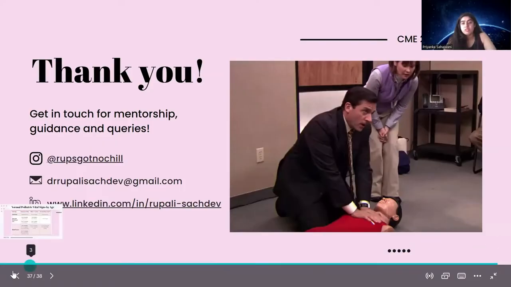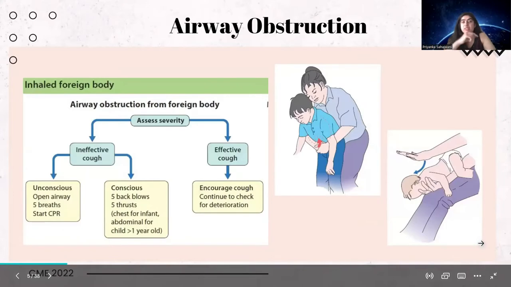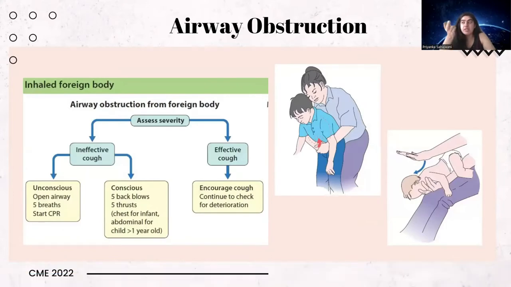Most important in children, obviously, is your foreign body aspiration, because that is what is commonly seen, something like food and very commonly coins. Children have a habit of picking up whatever they see around and swallowing it, because that is a sign of nutritional deficiency in them. But that they have a habit of picking up things and eating whatever they can, and that is commonly the most common cause of obstruction.